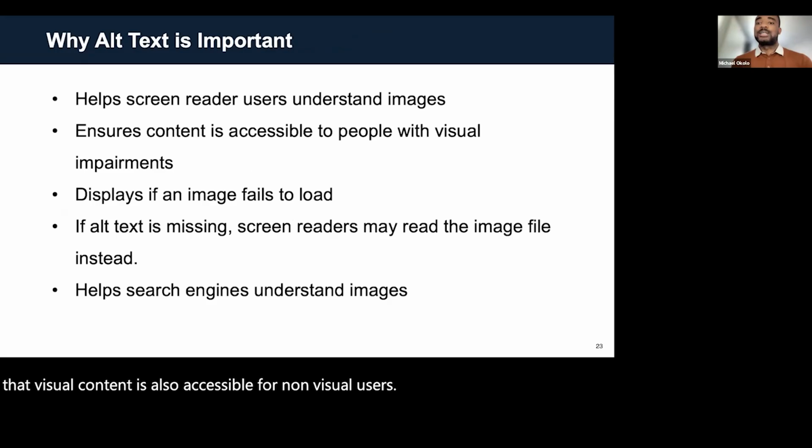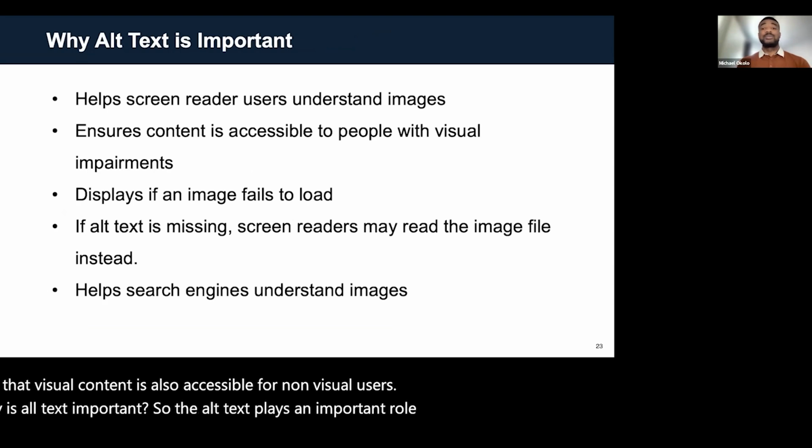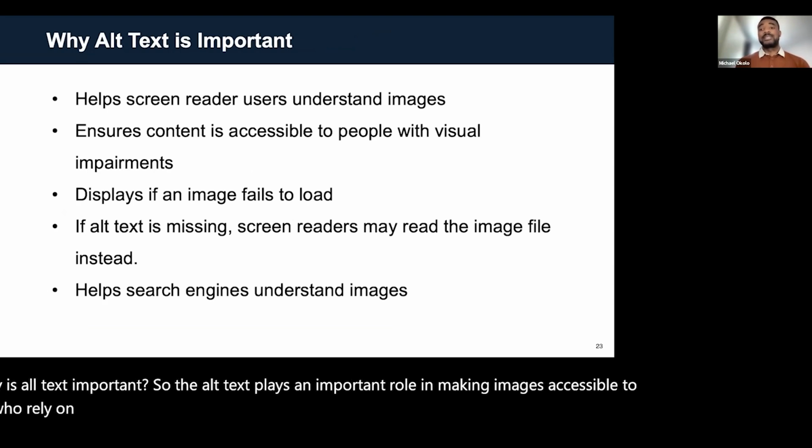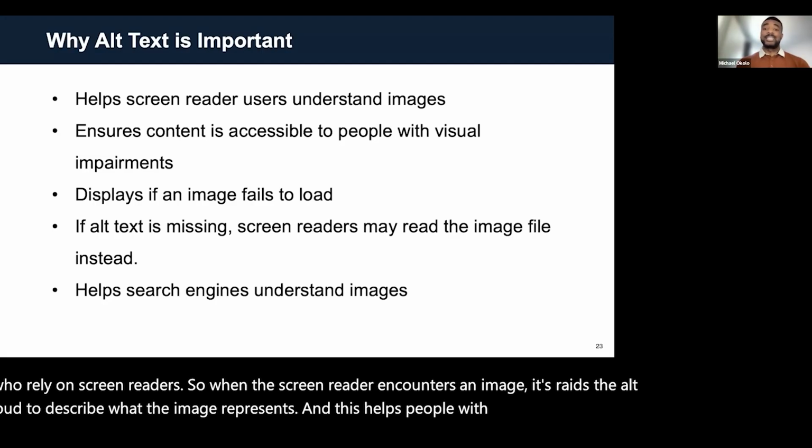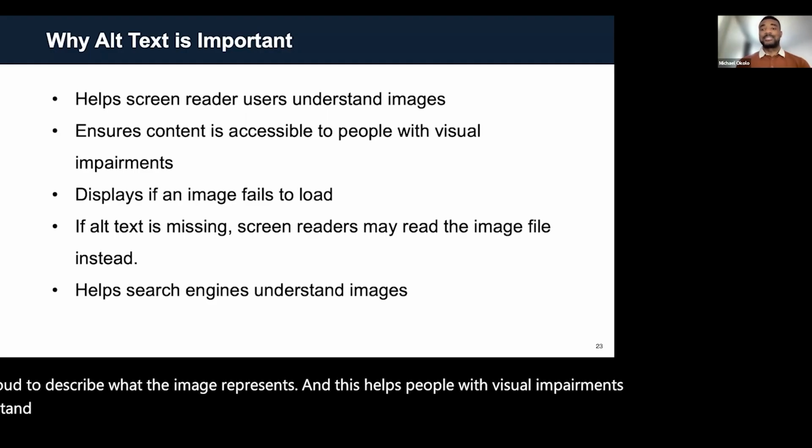So why is alt text important? Alt text plays an important role in making images accessible to users who rely on screen readers. When a screen reader encounters an image, it reads the alt text aloud to describe what the image represents. And this helps people with visual impairments understand the information that the image is communicating.